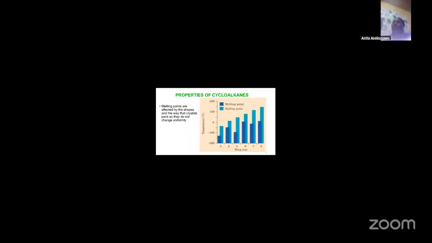So these are steroids we're talking about. Now, in this slide, we are looking at the cycloalkanes. They have properties. We're going to consider properties such as melting point and boiling point with respect to ring size. Melting points are affected by the shape and the way the crystals are packed, so they don't have uniformity in their ranges. So we cannot say the smaller the ring, the higher the boiling point, because it has to do with packing.